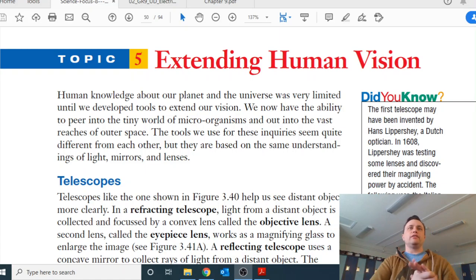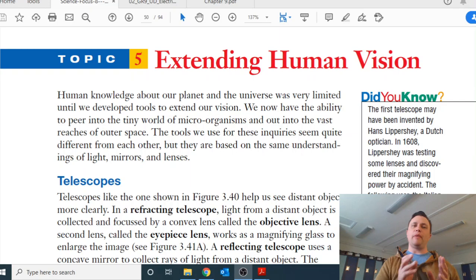All right, guys, so we are in topic 5 right now for science, and we are going into extending human vision. This topic, we're going to have all the different tools that we use to take ourselves from just what we can see with our naked eyes to being able to see significantly smaller things, which, in all honesty, we've already covered a bit in the cells and systems unit when we talked about microscopes there.